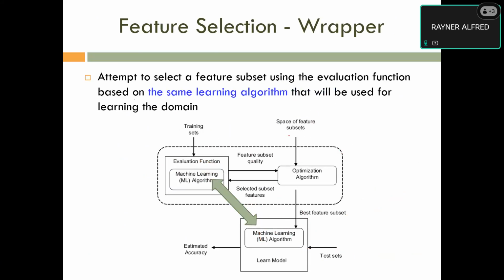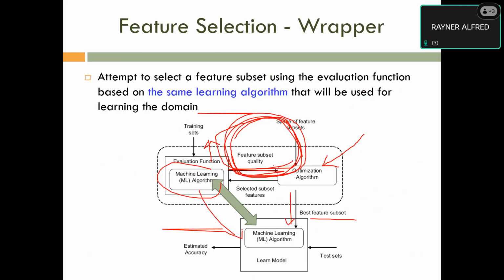We also have the wrapper. The wrapper here is basically we test the combination of the features, and then we do the modeling and testing. Then we look at which combination of features can increase the accuracy. So we are in a circle here. Once we get the best set, basically we are using the same algorithm here. They call it wrapper because you do the feature selection using the same machine learning algorithm that you use to perform the testing.